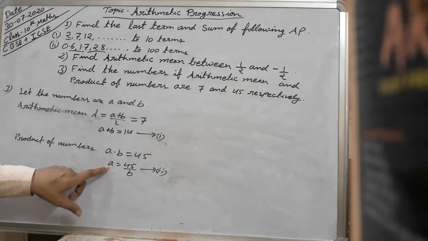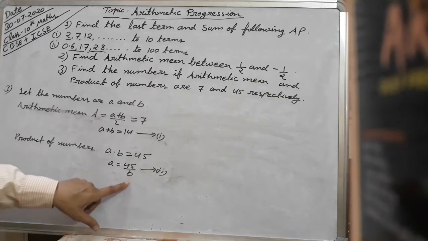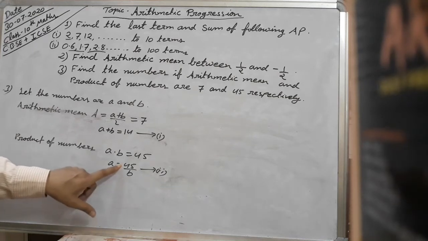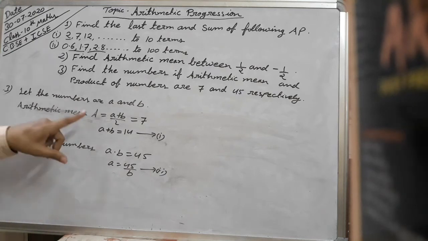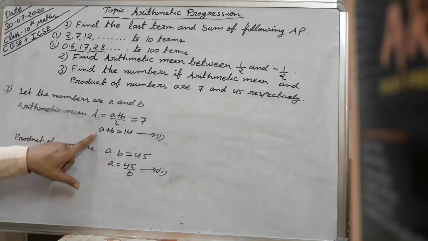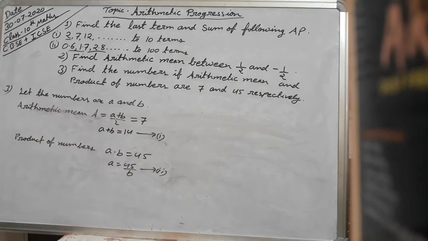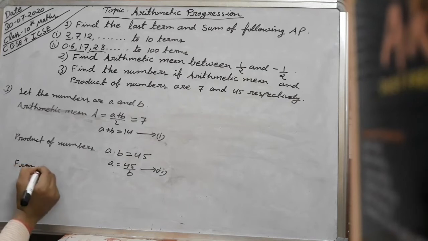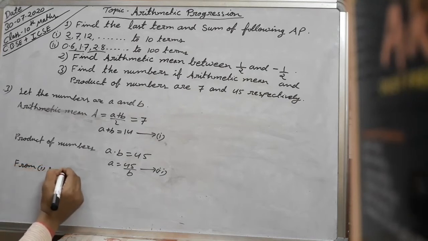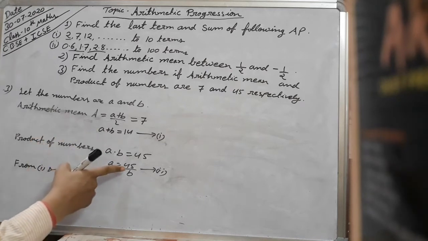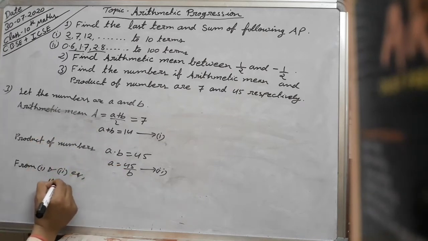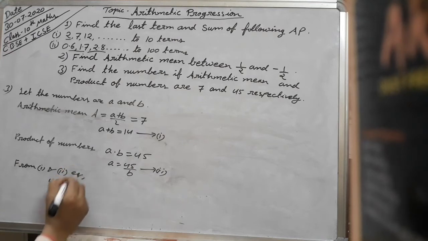Here, in the form of A, we got the answer. But in the answer, there is B. Put the value of A in equation first. In place of A, you have to put the value of A. From first and second equation, what will you get? In place of A, you have to put 45 by B. 45 by B plus B is equal to 14.